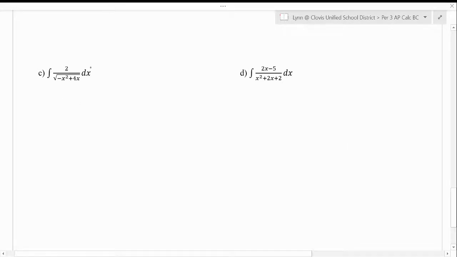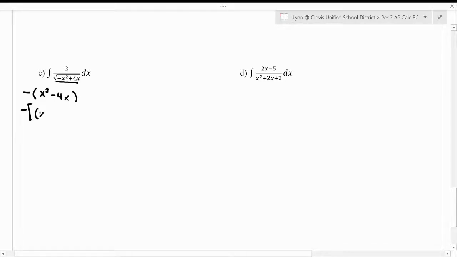Okay, so we're going to do this one right here. And on this one, I have that negative. Because I have the negative, I do that off to the side. So I'm going to pull that negative out first. So the square root is still there. I'm just working on the underneath piece here. Okay. So when I do that, I have x squared minus 4x. So that's what I'm going to complete the square on.